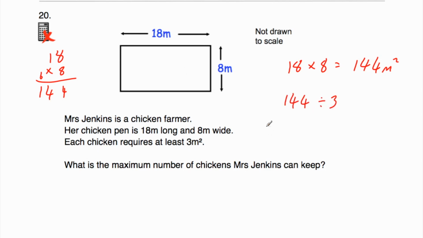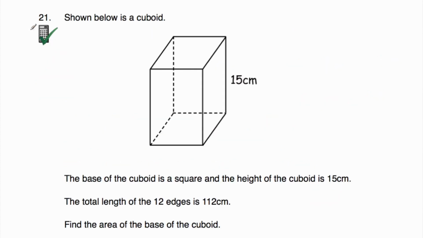So let's use our bus shelter method. 144 divided by 3. So how many 3's go into 1? 0, remainder 1. How many 3's go into 14? Well, that's going to be 4, remainder 2. And how many 3's go into 24? That's going to be 8. So the answer would be 48. So how many chickens can Mrs. Jenkins keep? 48.